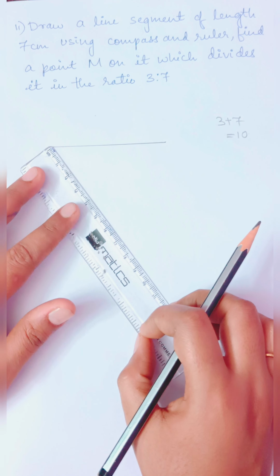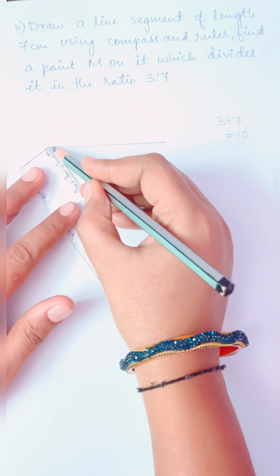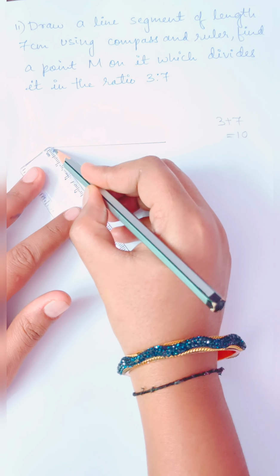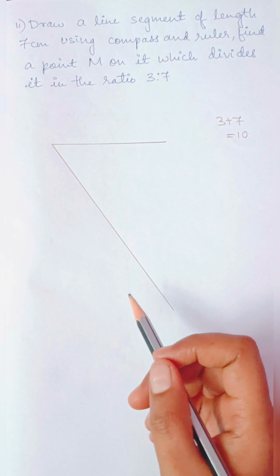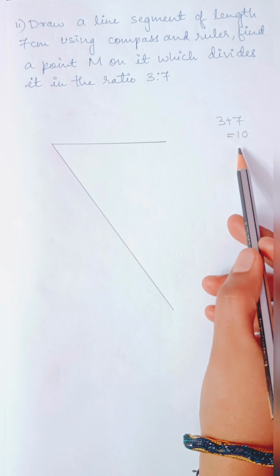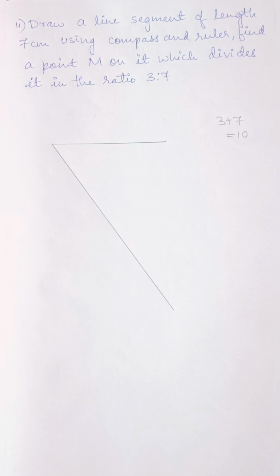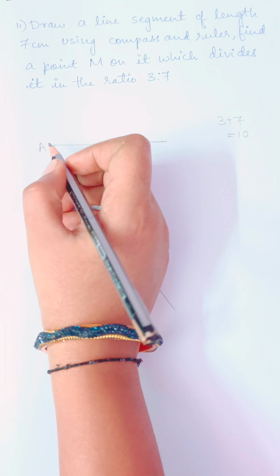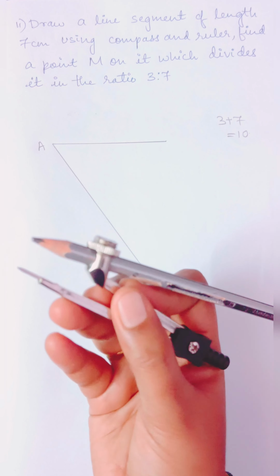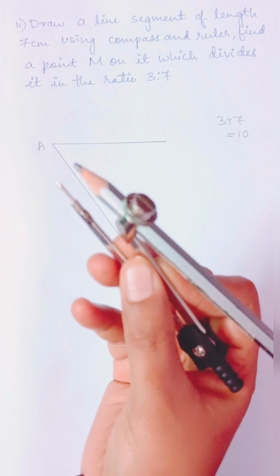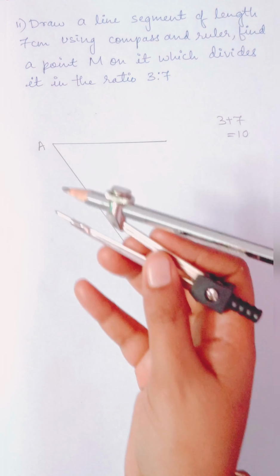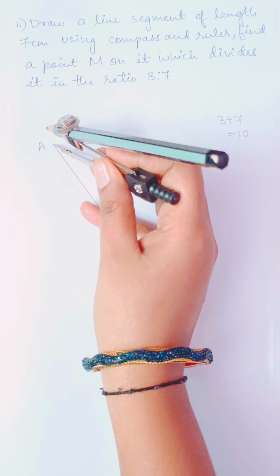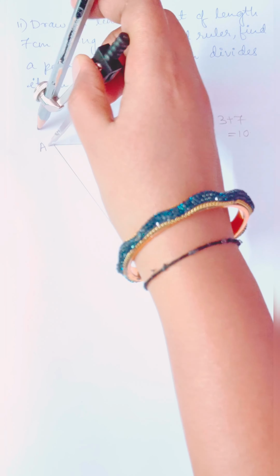But before that, I'm going to take one line exactly showing the angle 45 degrees. So 3 plus 7 is 10 now. So I'm going to mark this point as A. Using the compass, you can take as much gap as you want, and you mark the 10 points over here, 10 arcs you can say.